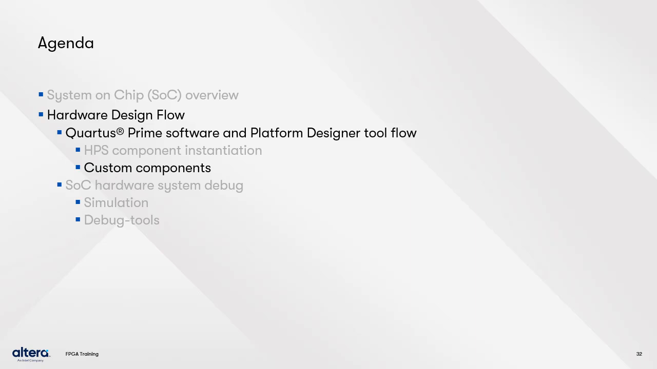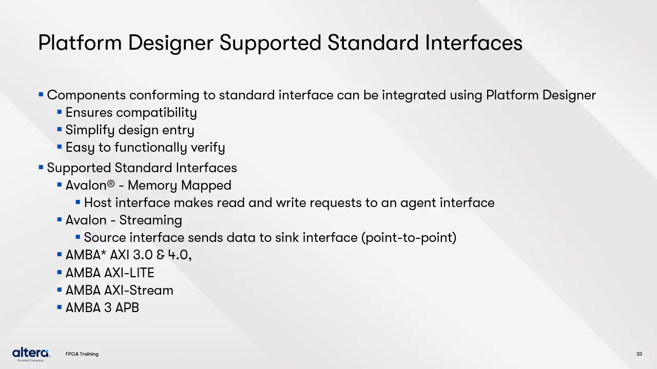Now that we understand basic Quartus Prime software and Platform Designer tools, including the HPS component, let's take a look at how to implement custom components in the FPGA that interact with the HPS. Platform Designer can integrate different components together, but the components need to conform to one of the supported standard interfaces. There are many advantages of conforming your custom IP to a standard interface. This ensures compatibility with other components, makes design entry easy by using tools such as Platform Designer, and makes it very easy to verify.